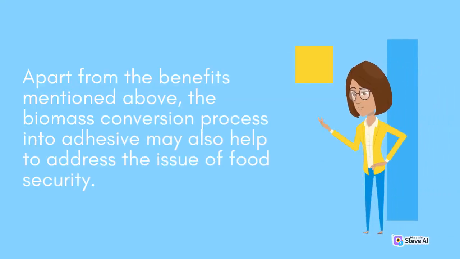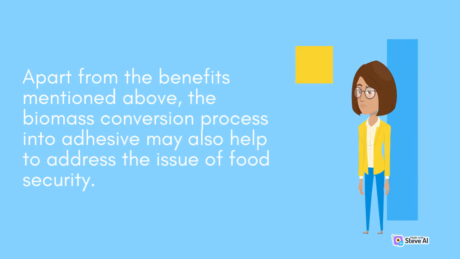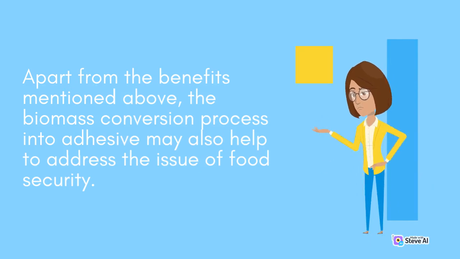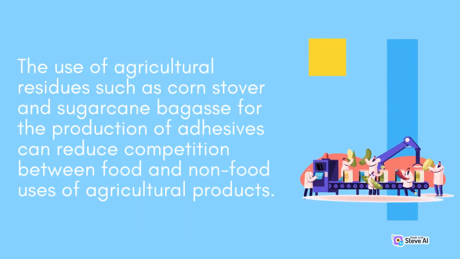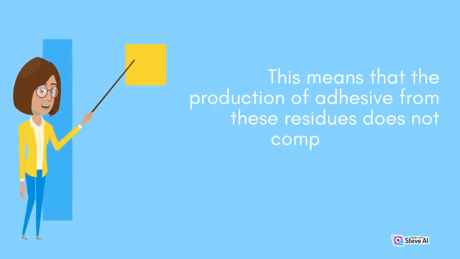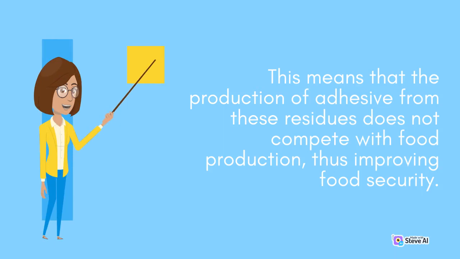Apart from the benefits mentioned above, the biomass conversion process into adhesive may also help to address the issue of food security. The use of agricultural residues such as corn stover and sugarcane bagasse for the production of adhesives can reduce competition between food and non-food uses of agricultural products. This means that the production of adhesive from these residues does not compete with food production, thus improving food security.